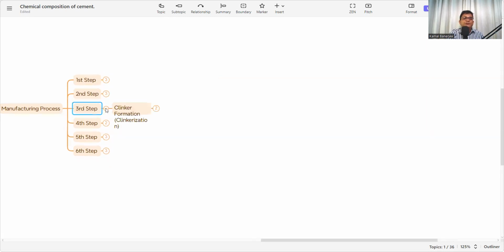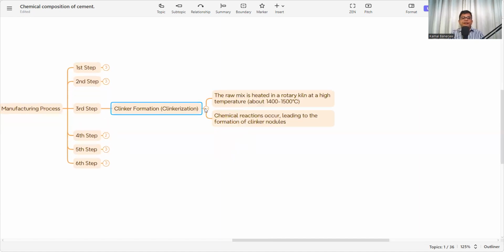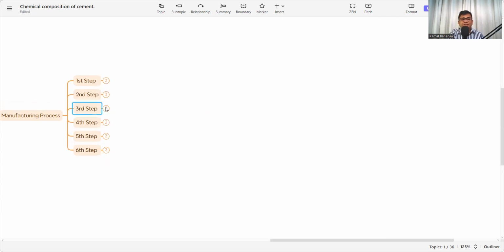The third step is clinker formation, or clinkerization, as it is called. What's that? The raw mix is heated in a rotary kiln at a high temperature, about 1400 to 1500 degrees centigrade. That means whatever raw material or fine powder we prepare in a proportionate mix is to be heated in a rotary kiln at high temperature. So 1400 degrees centigrade is a huge temperature. Then a chemical reaction occurs, leading to the formation of clinker nodules. So whenever we are heating that mix, a chemical reaction happens, and the clinker nodules will form. This is the third step.